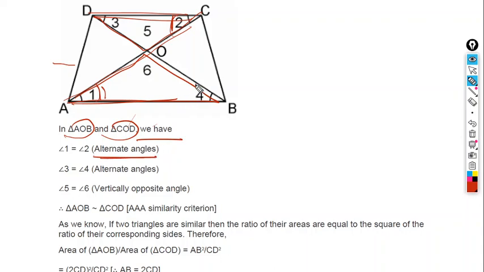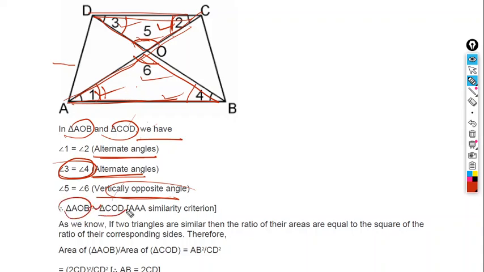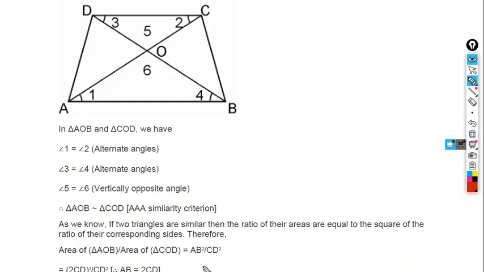Similarly, angle 3 is equal to angle 4, alternate angles. Angle 5 is equal to angle 6. Why? Because they are vertically opposite angles. So you can see three angles of one triangle are equal to the corresponding three angles of another triangle. Therefore, triangle AOB will be similar to triangle COD, and the similarity criterion will be the angle similarity criterion. We are clear up to this much.